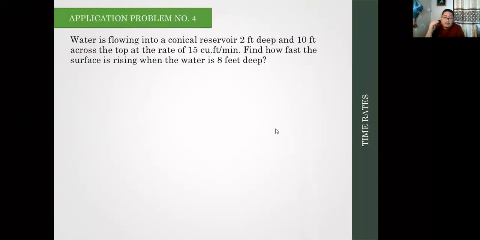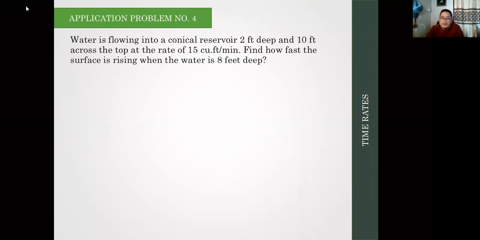Okay, first example. Water is flowing into a conical reservoir, 2 feet deep, 10 feet across the top at the rate of 15 cubic feet per minute. Find how fast the surface is rising when the water is 8 feet deep.